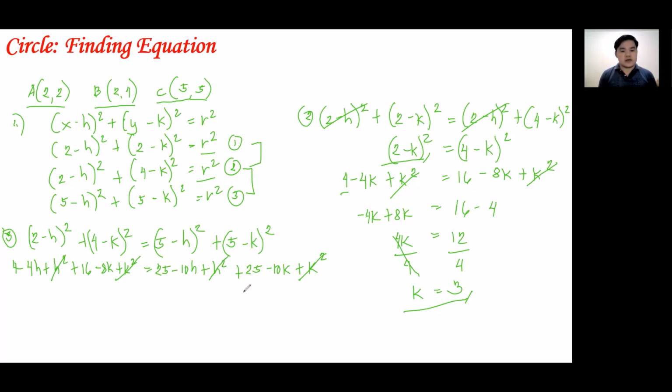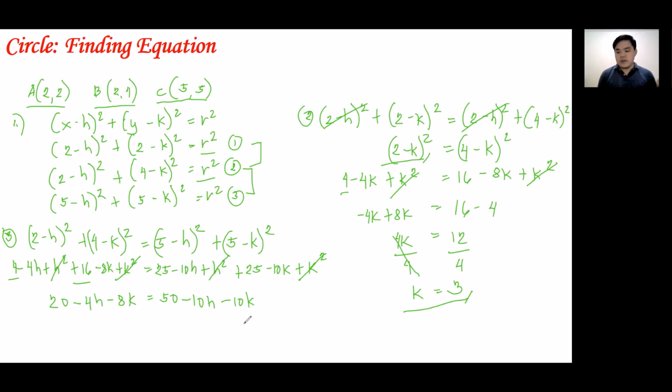And I think we don't have this. Okay, so let's simplify, excluding the cancelled terms. So this is now 4 and 16, so that is 20, right? So 20 minus 4h and negative 8k. We don't have common terms here, so this is minus 4h minus 8k is equal to, so that is 25 plus 25, so that is 50 already, and then minus 10h minus 10k.